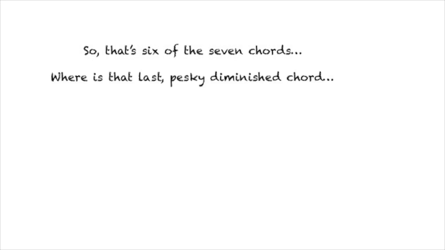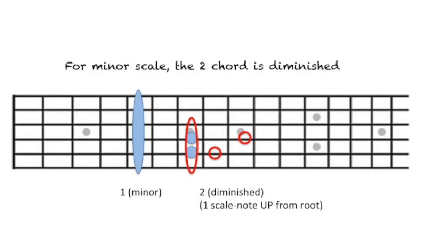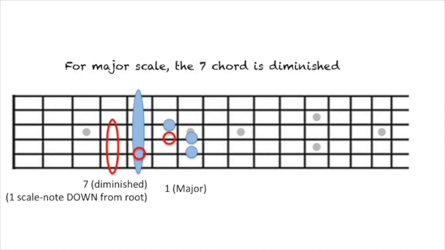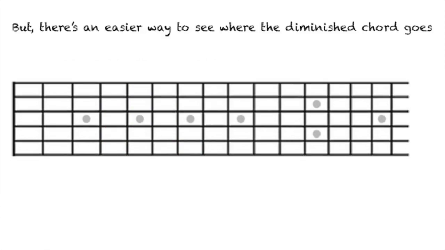The last chord is that pesky diminished chord. Where does that fit? There's going to be an easy trick for this also. For minor scales it's the 2 chord. For major scales it's the 7 chord, which is just before the root. But let's see an easier way to look at this.